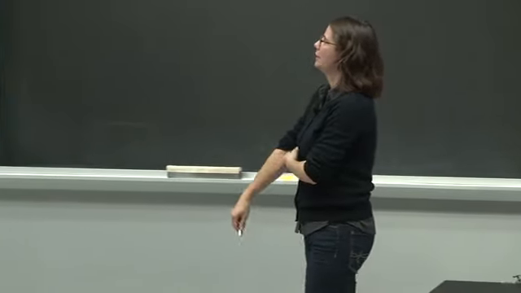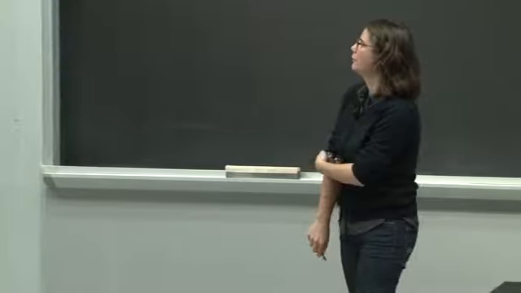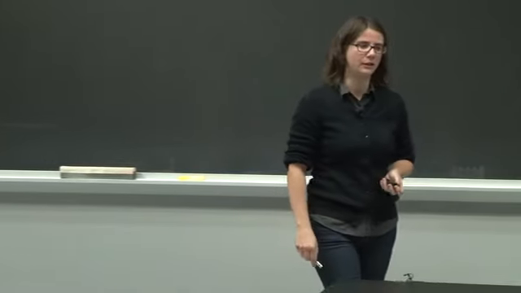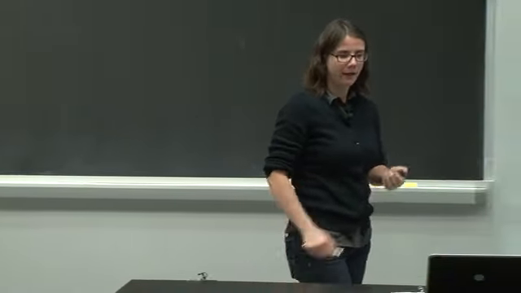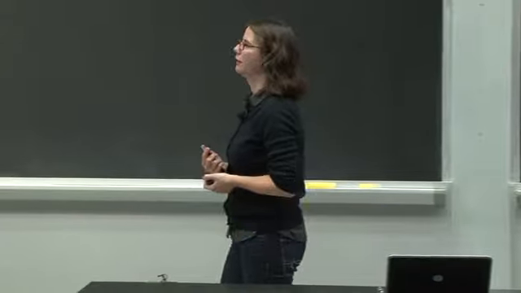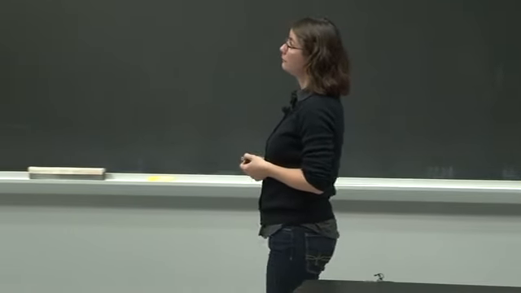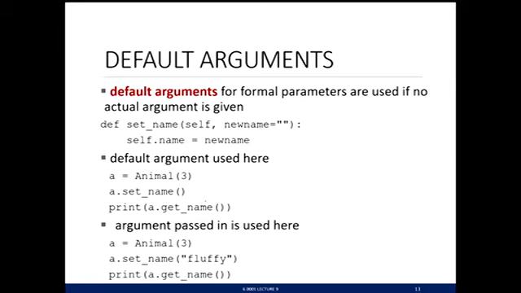So the last thing I want to mention, the last thing about classes before we go on to inheritance, is this idea called default arguments. And default arguments are passed into methods. And since methods are functions, you can also pass in default arguments to functions. So for example, this setName method had self, and then newname is equal to this empty string here. Okay? We haven't seen this before. But this is called a default argument.